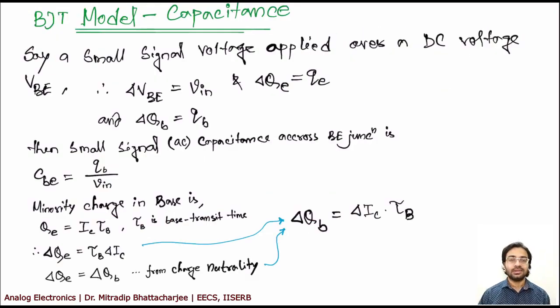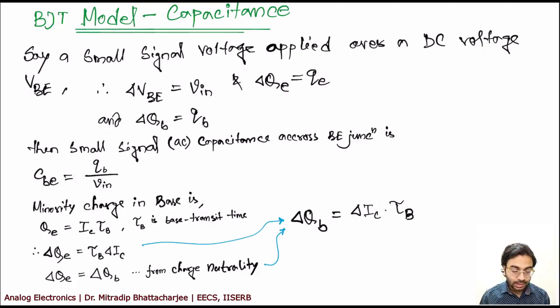Now there is another important parameter, which is capacitance. So bandwidth depends on both resistances and capacitances. We already have seen different resistances associated with BJT. Now we will see what are the different capacitances. Now to begin with, we will start with diffusion capacitance.